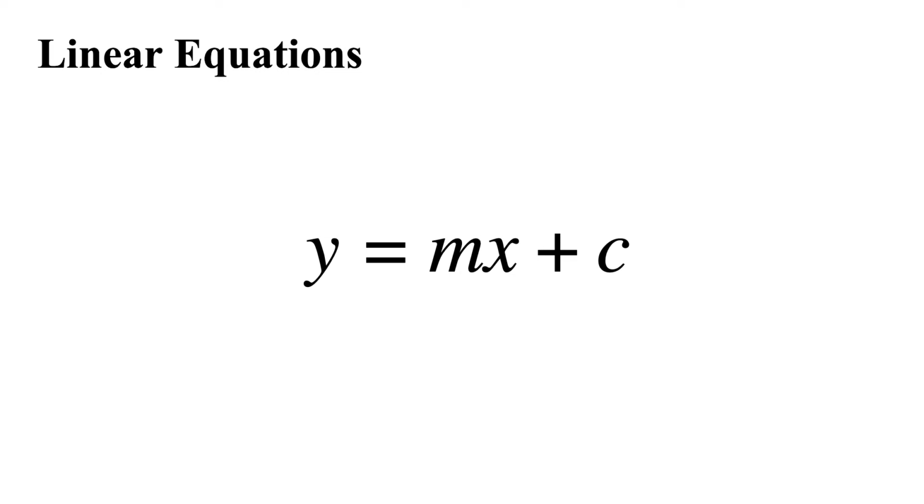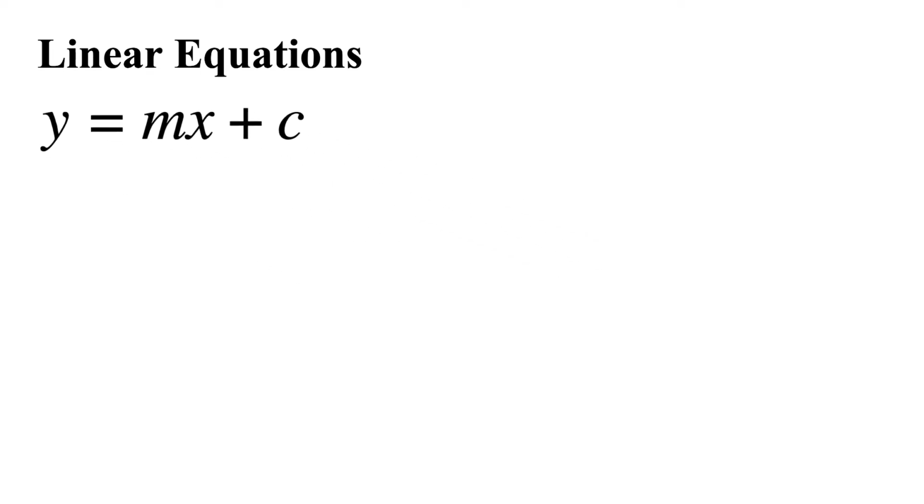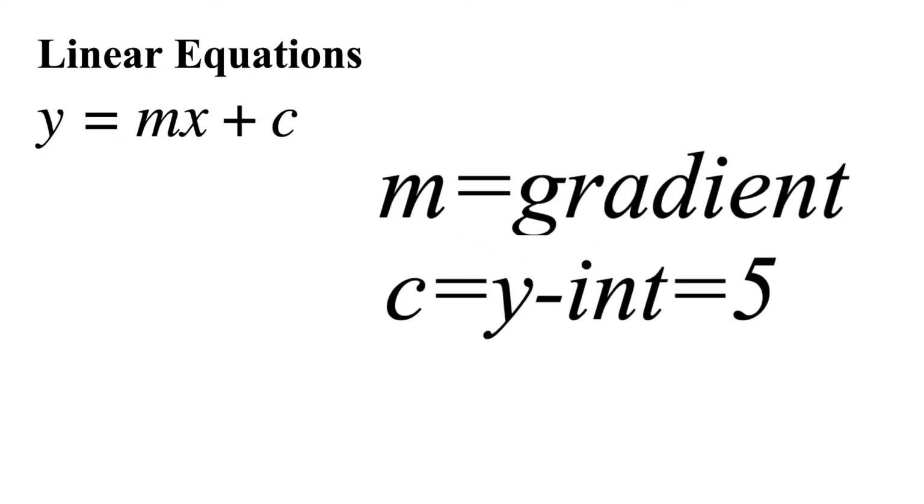The most common form of a linear equation is y equals mx plus c. This is called the gradient-intercept form, m being the gradient and c being the y-intercept. The equation can be found using both a graph and a table.